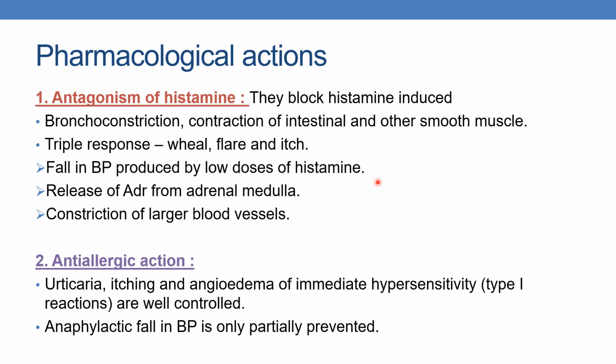But to antagonize the fall in BP produced by IV administration of histamine, both H1 and H2 receptor antagonists must be used. And they block the release of adrenaline from the adrenal medulla and constriction of large blood vessels. These are the various actions that are blocked by antihistaminics.